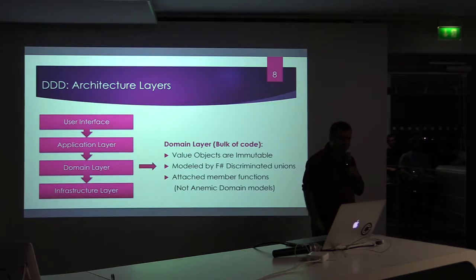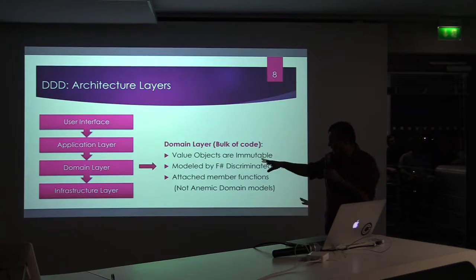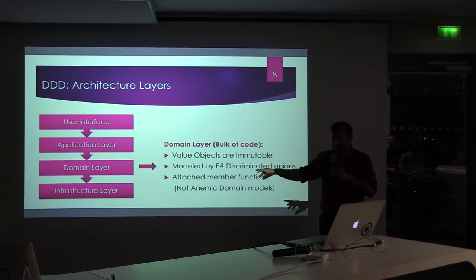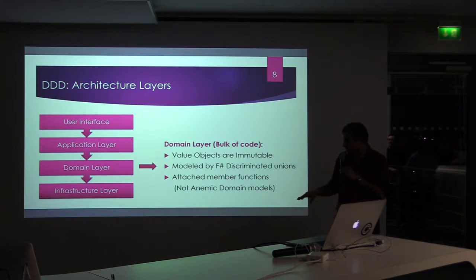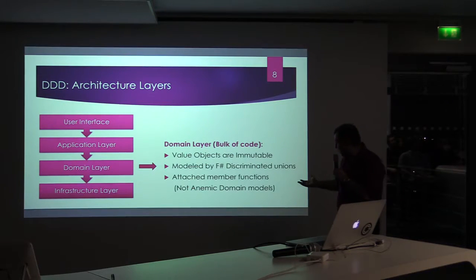The bulk of your code actually is in the domain layer, and the domain layer is where you have your basic domain objects, or in the DDD terminology, value objects. And then you have the infrastructure layer. The infrastructure layer deals with your disk, I/O, and so on. The persistence layer. Typically, the infrastructure layer will be dealing heavily with side effects. But the bulk of the code is in the domain layer, and the domain layer, as per DDD, should be immutable. So DDD recommends the value objects are immutable.